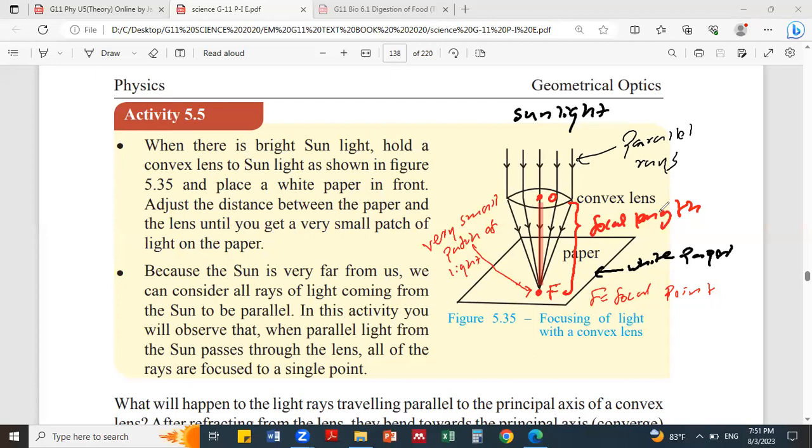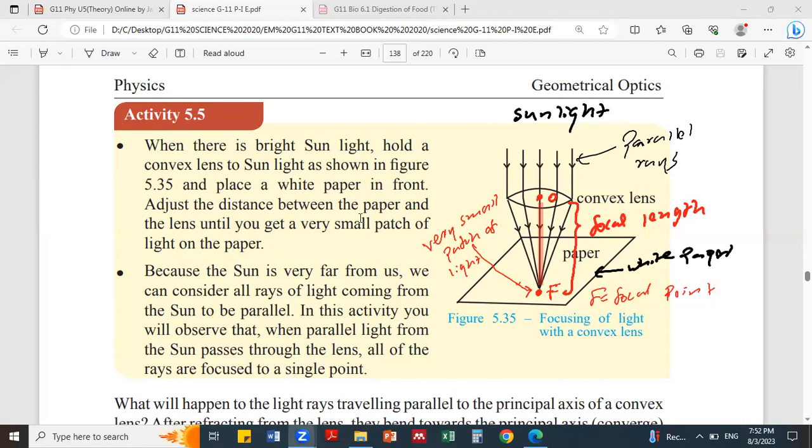Because when you are given a lens in your hand, you don't know the focal length. You don't know the focal point. This is how you find the focal point and focal length of a convex lens. This is how you find it. Once in the oral paper, they asked this, I think, as I remember.